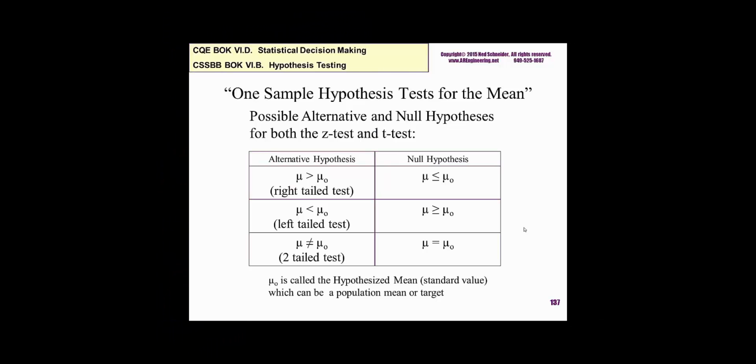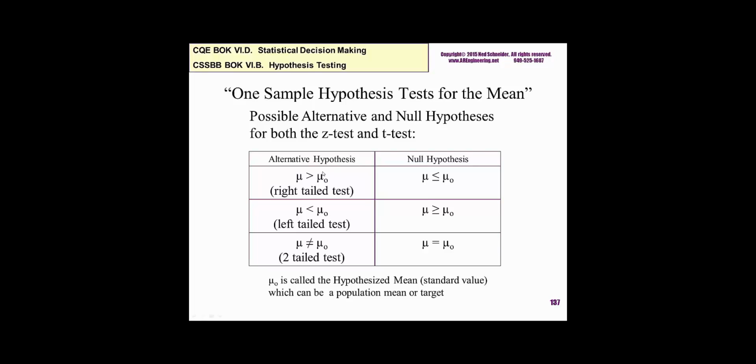In this session, we will continue discussing hypothesis testing and working through several different examples. Let's begin our discussion with one sample hypothesis test for the mean. I have a table here of alternative and null hypotheses for the z-test and t-test.